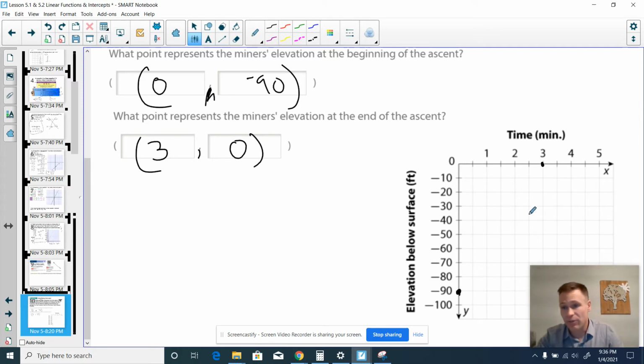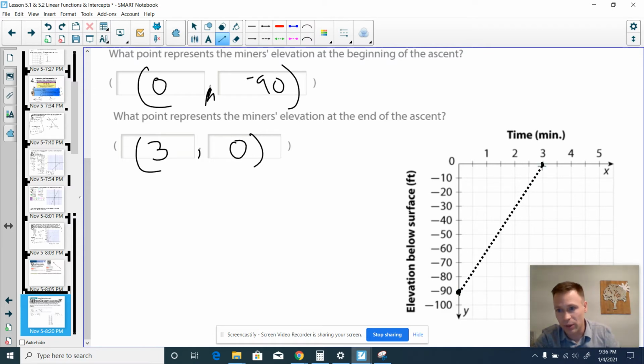So I have 2 points, right? And this is a continuous function, so we can certainly graph a line here. So this would be the line that we graph. And I got that line there with only 2 points.